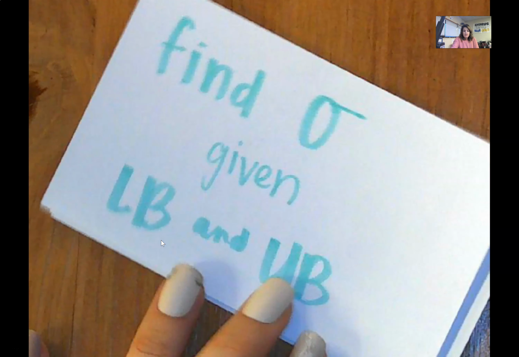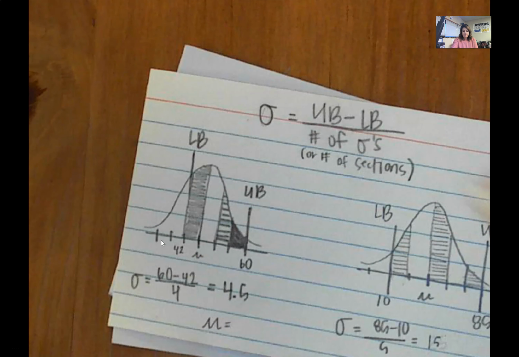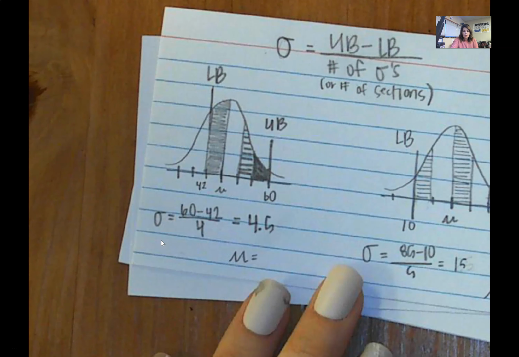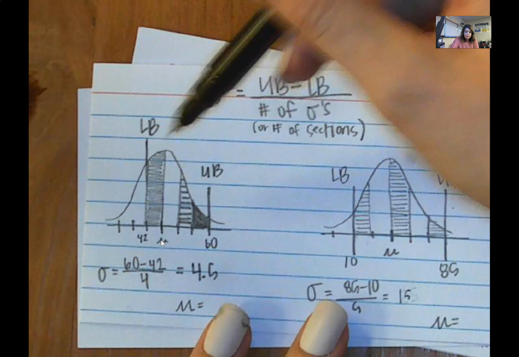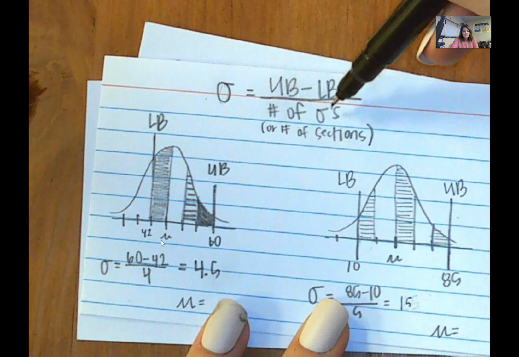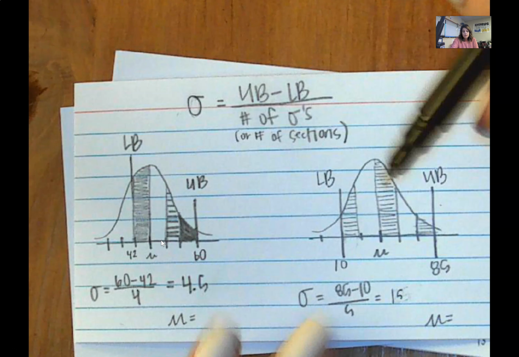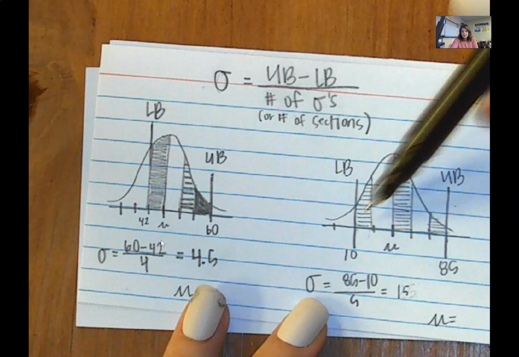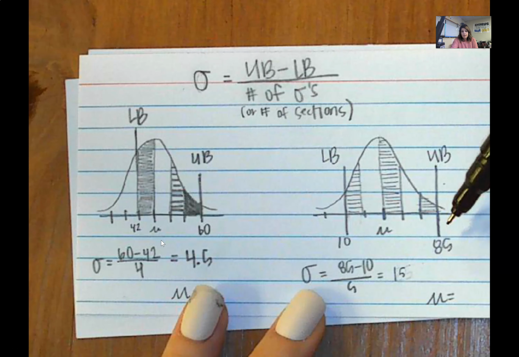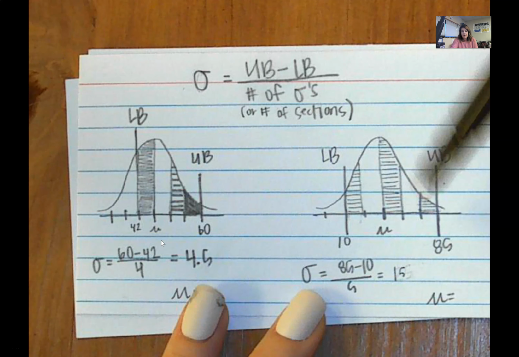You absolutely need to know how to find sigma using a lower bound and an upper bound. This is on your test. I have given you two examples where I show you how I figured it out. I have my different parts of my normal curve colored in because instead of thinking about it as the number of sigmas between your lower bound and upper bound, you can think about it as the number of sections. Like this one, your lower bound is 10 and your upper bound is 85. But in between those two lines I have drawn, there are 1, 2, 3, 4, 5 sections.